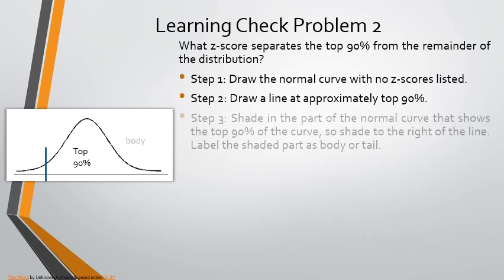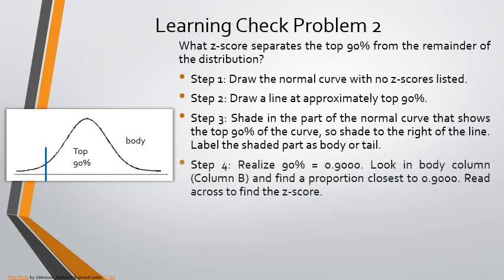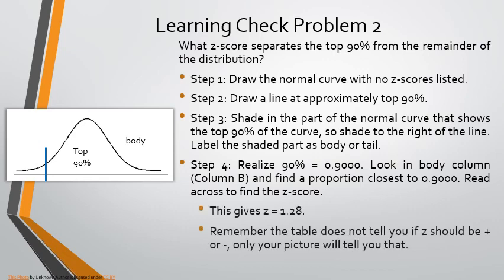I'm going to label my picture. And then I'm going to realize that this is a body because it does include the middle, which is a mean of 0, z-score of 0. So the middle is the body. Next, I'm going to go to my tables. Before I can do that, I have to turn 90% into a decimal, 0.9000. Then I'm going to look in the body column, column B, to find a proportion closest to 0.9000, and then read across to find the z-score. This will give you a z-score equal to 1.28.